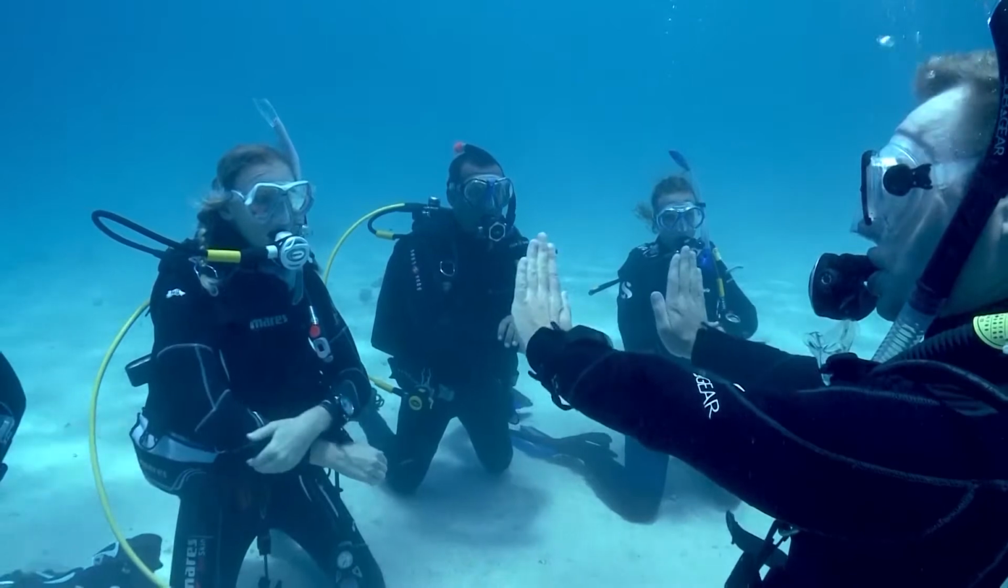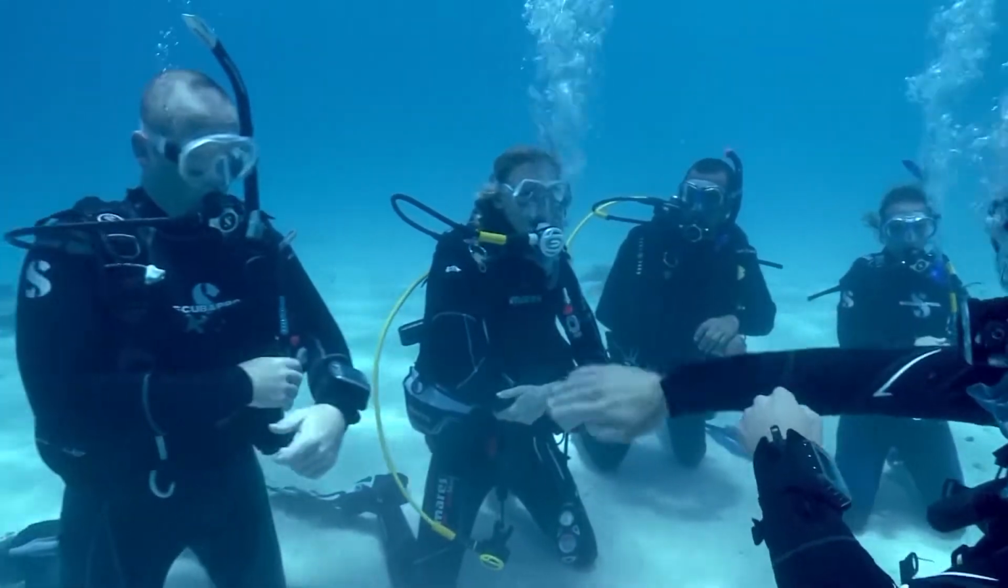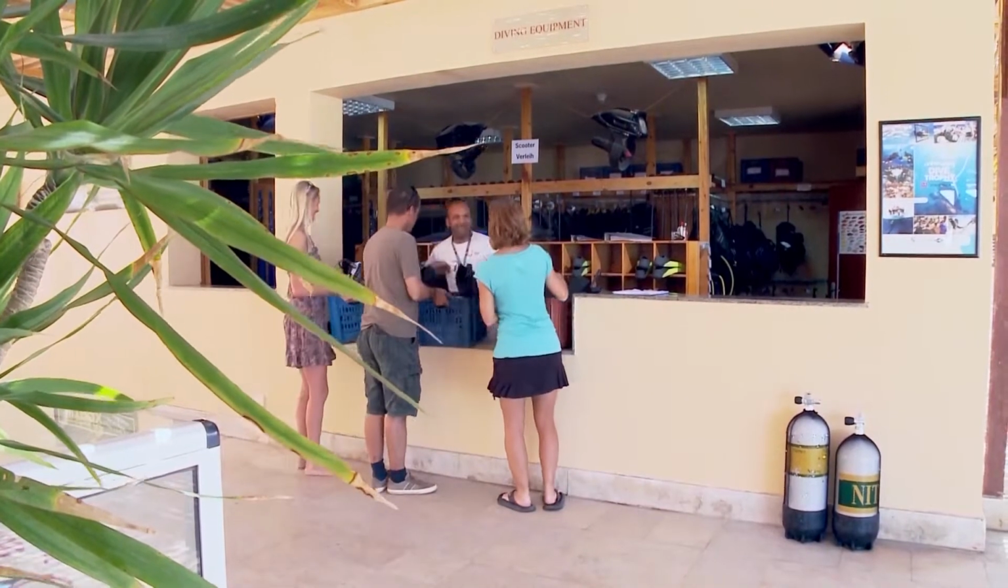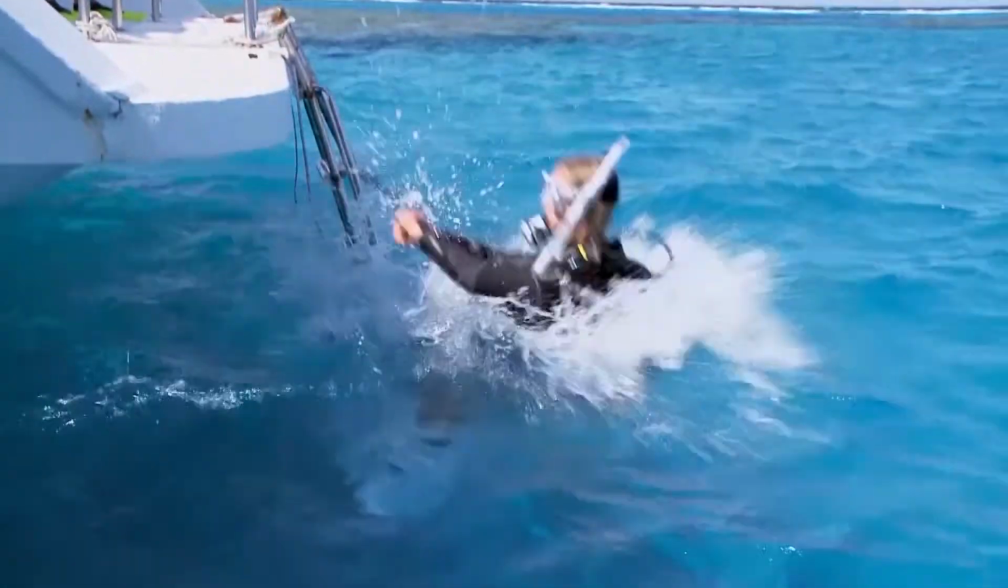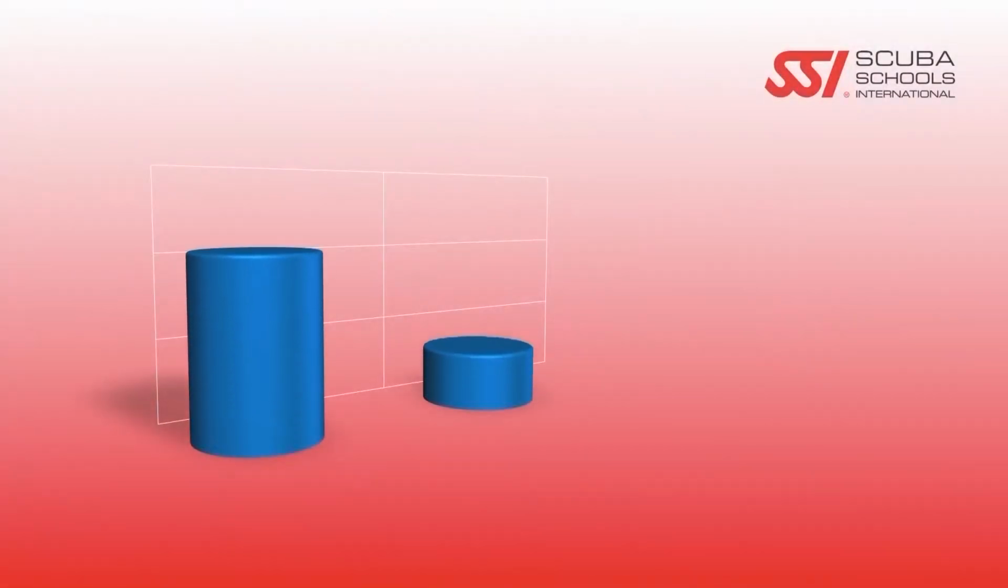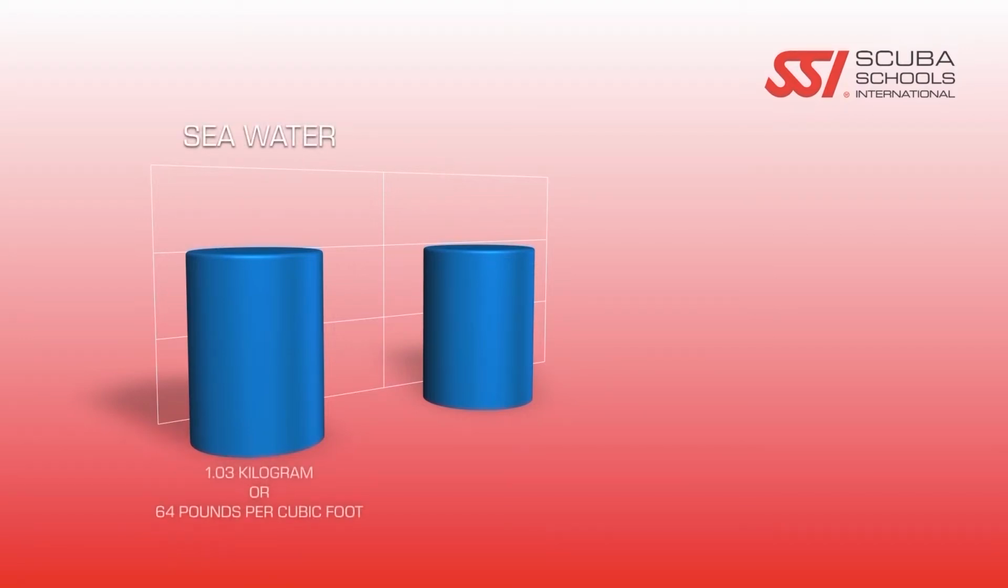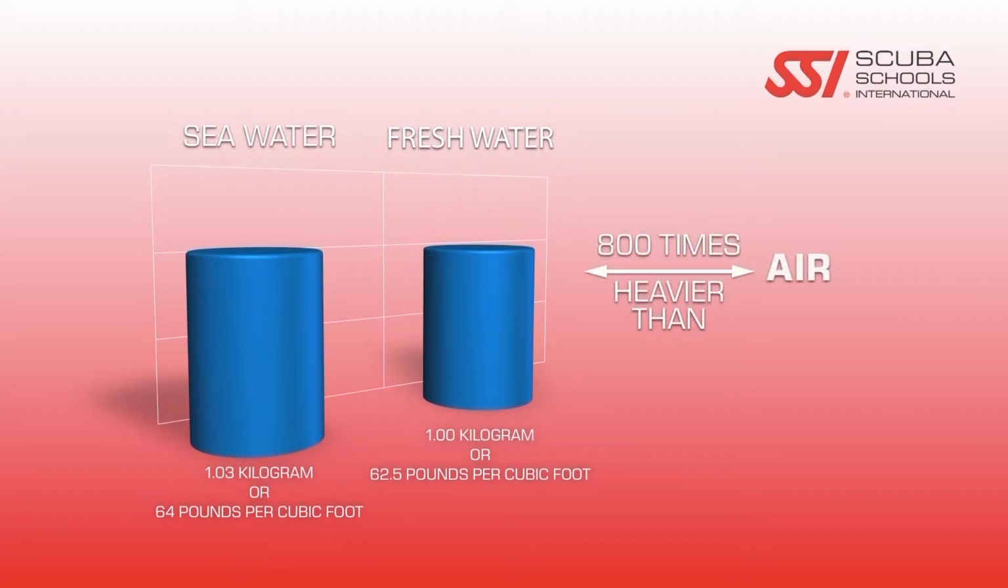The most important of these laws deal with the increased pressure of the aquatic environment. For example, right now you may not be aware of the air pressure surrounding your body because it is evenly applied in all directions. However, when you go underwater, the weight of the water will become obvious. A liter of seawater weighs about 1.03 kilograms, or 64 pounds per cubic foot. Fresh water weighs 1 kilogram per liter, or 62.5 pounds per cubic foot, approximately 800 times heavier than air.